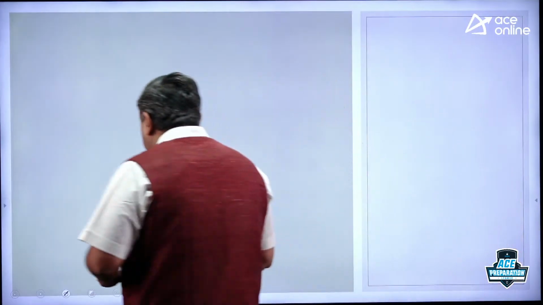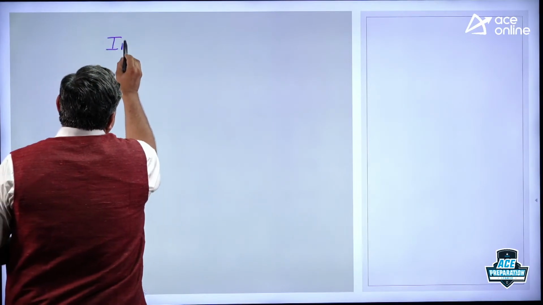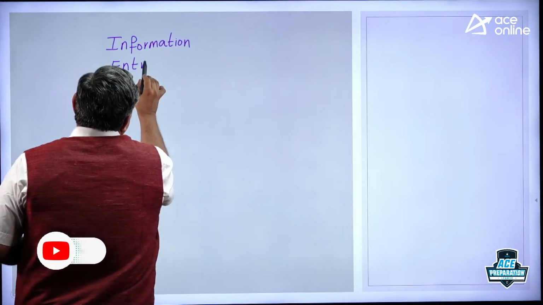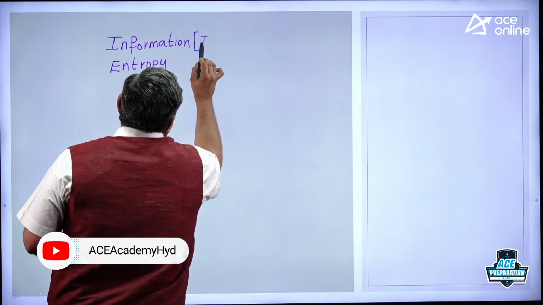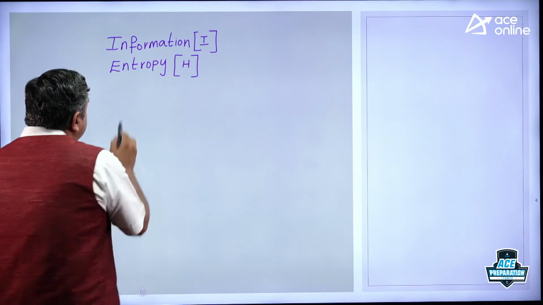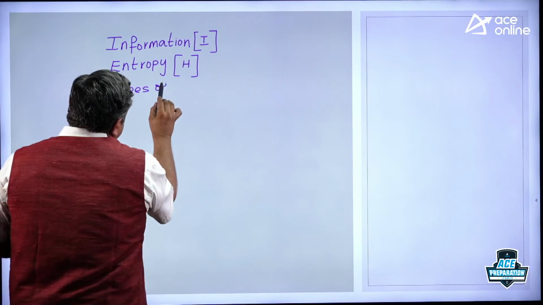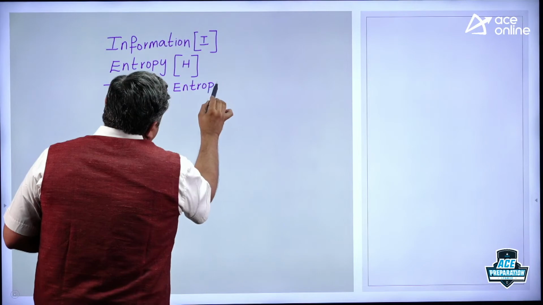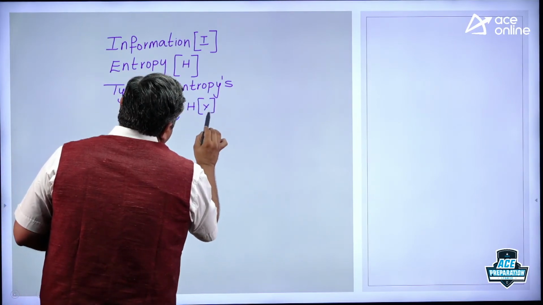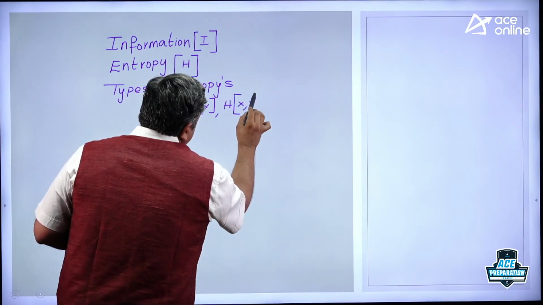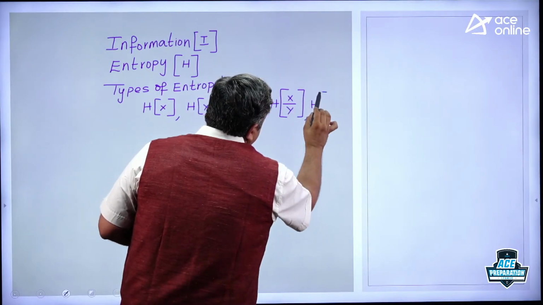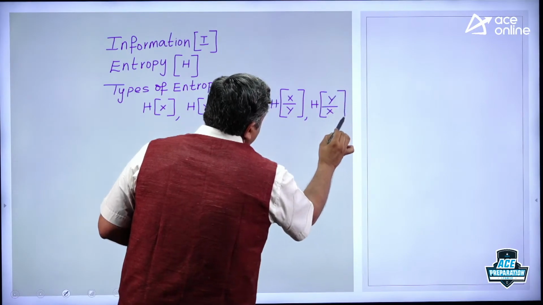That means the first part here is you should understand what is the meaning of information and what is the meaning of entropy. These are the fundamental things. Information is represented by I and entropy is represented by H. Okay. Once you know this part, then we have different types of entropies. Like entropy of the source H of x, entropy of the receiver H of y, joint entropies H of x comma y, conditional entropies H of x given y and H of y given x. So these are all the different types of entropies that you need to study.